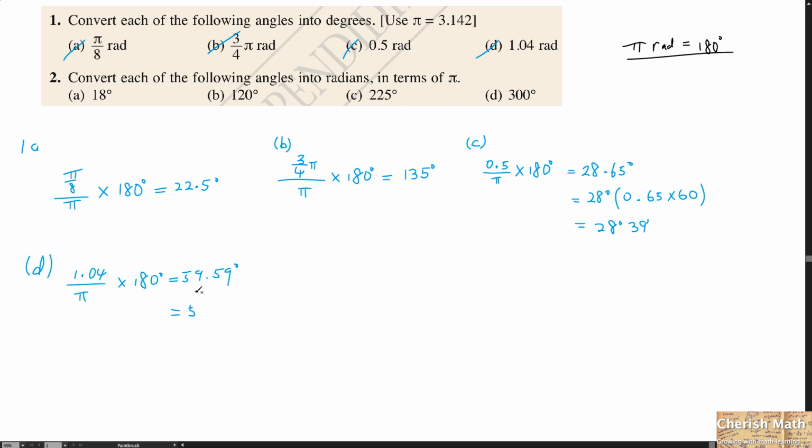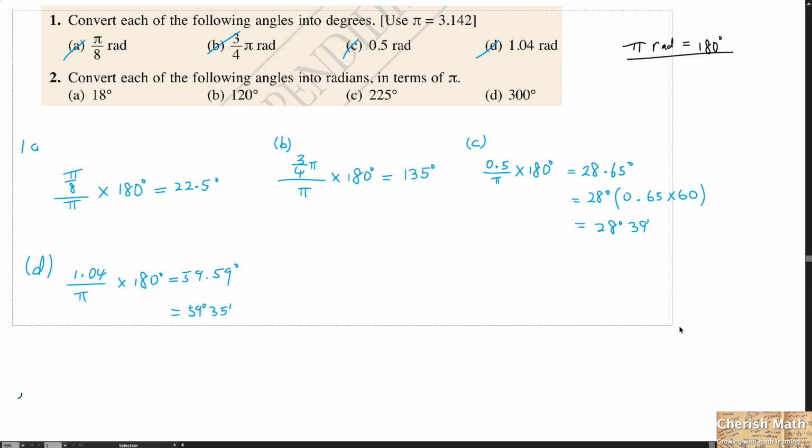And I'm going to convert this into degrees and minutes. The 59 in the front part is going to remain 59 degrees. And next, 0.59 I'm going to multiply by 60 minutes. So I'm getting 35 minutes here. And I've solved it.